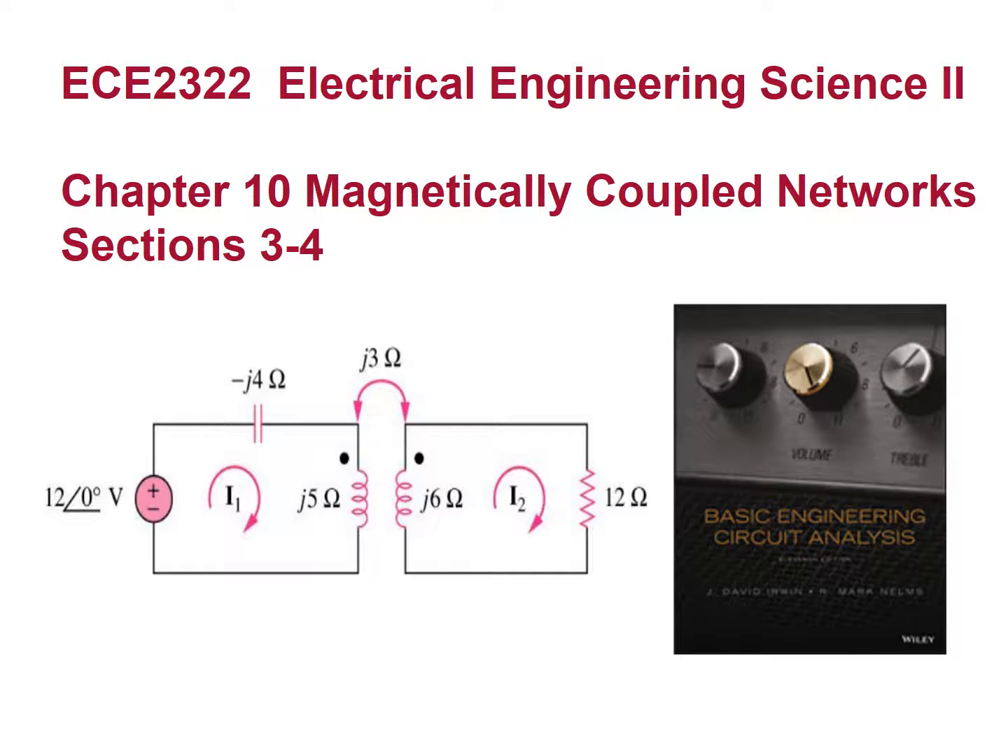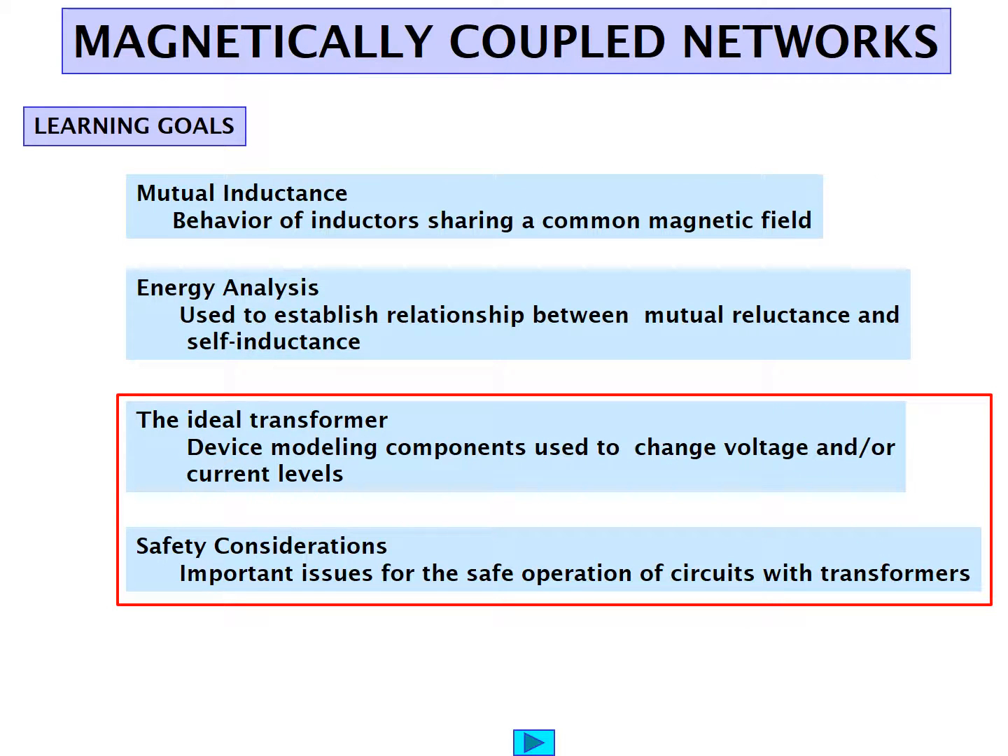This is Chapter 10, Magnetically Coupled Networks, Sections 3 to 4. The learning goals for Sections 3 to 4 are to consider the ideal transformer, a modeling component used to change voltage and current levels and quite common in electric technology, and safety considerations, important issues for the safe operation of circuits with transformers for professional practice.